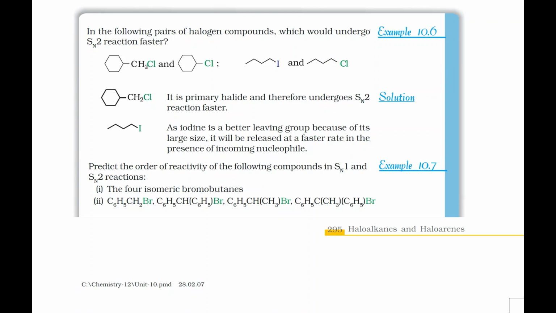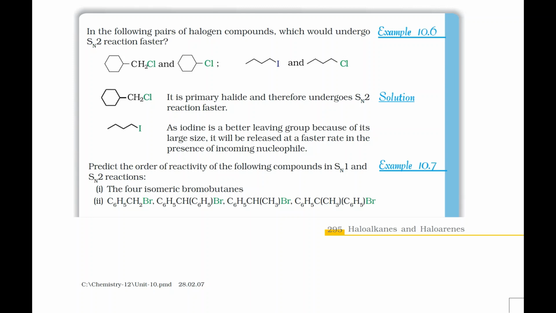And if you consider the second one, this chloride-containing carbon has two more alkyl substituents. They are considered as fragments, and they are also called alkyl substituents. That means it is a secondary halide. So in the first case, this is the one which undergoes SN2 reaction faster when compared to this.